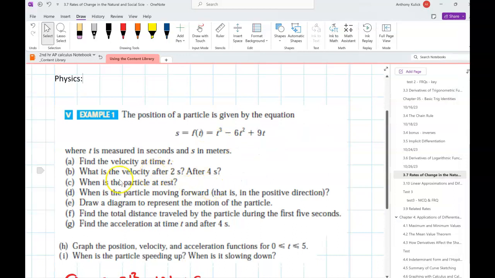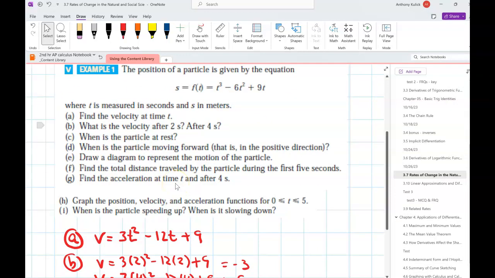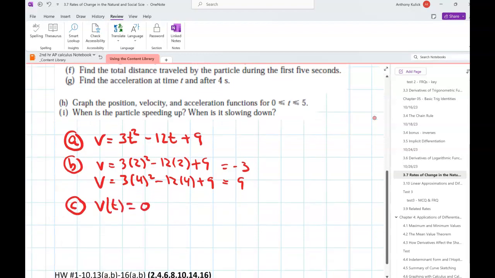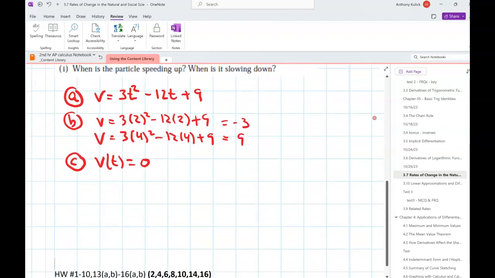It then asks, when is the particle at rest? What do I need to do to find that? Set what equal to 0? The velocity, yes. Right? The particle's not moving if its velocity is 0. If its position is 0, that doesn't tell you if it's moving or not, right? Okay, so we're just solving 3t squared minus 12t plus 9 equal to 0.